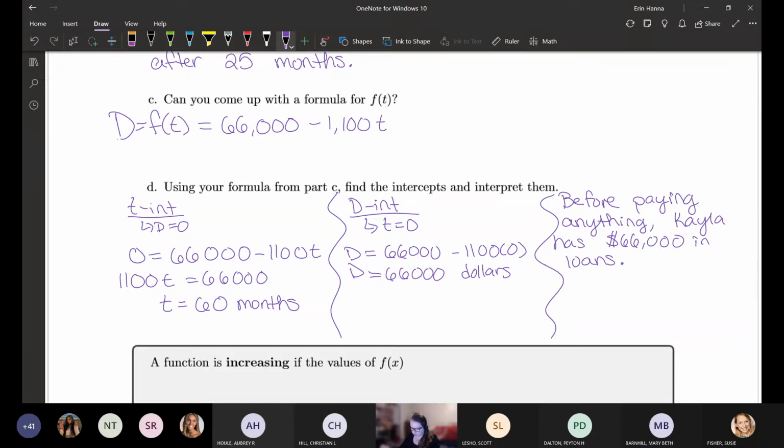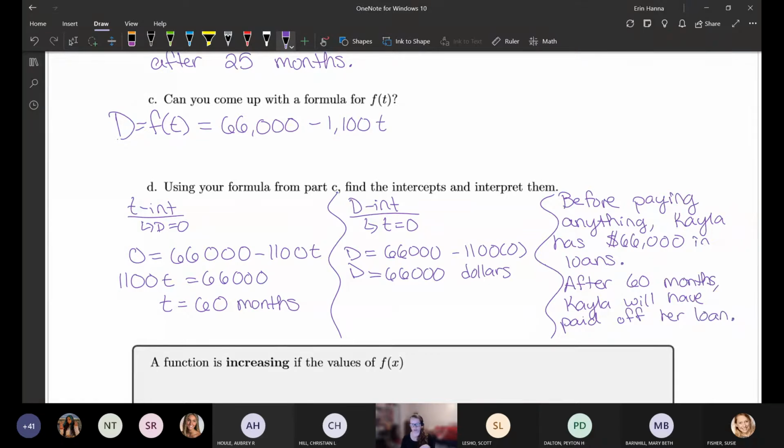And then for our t-intercept, the time is 60, but the d value, the amount, is 0. So that's essentially going to be the amount of time it takes for her to pay them off. So I would say something like after 60 months, Kayla will have paid off her loan.